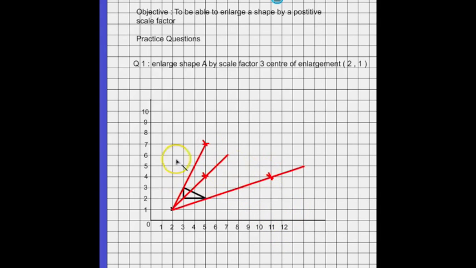I've now got my points on the lines. What I now need to do is draw in the triangle in the same orientation as it was originally. So I just join my points up. And that gives us my new triangle, enlarged by scale factor 3, centre 2, 1.